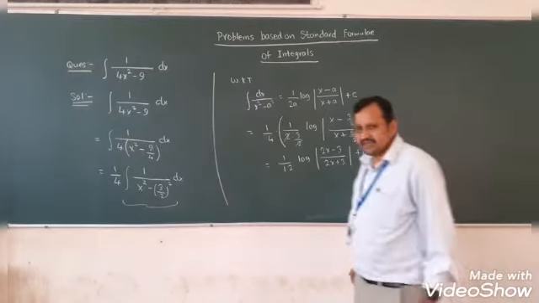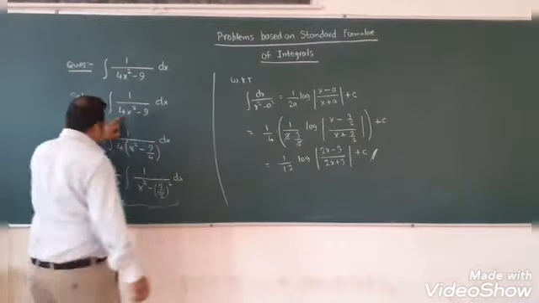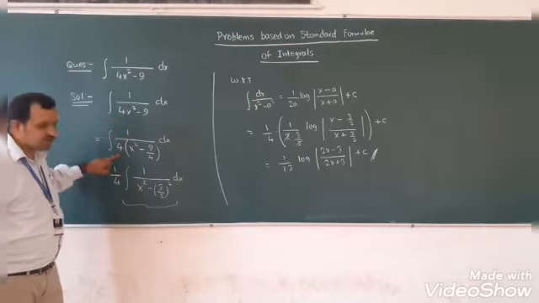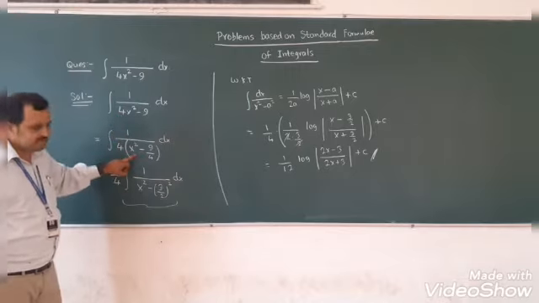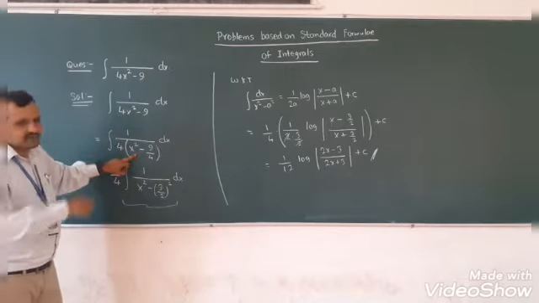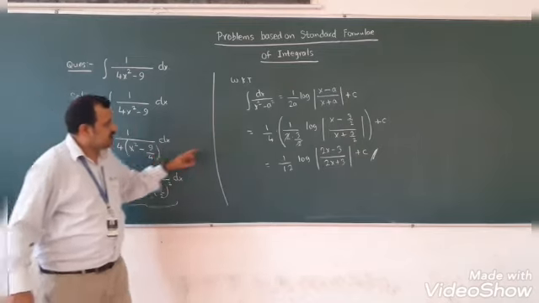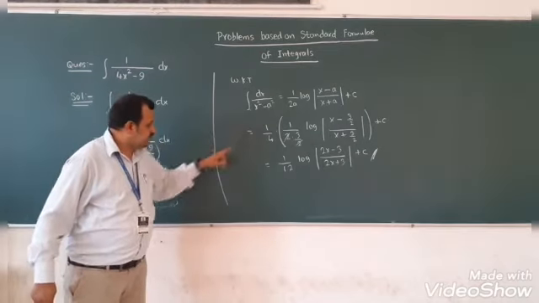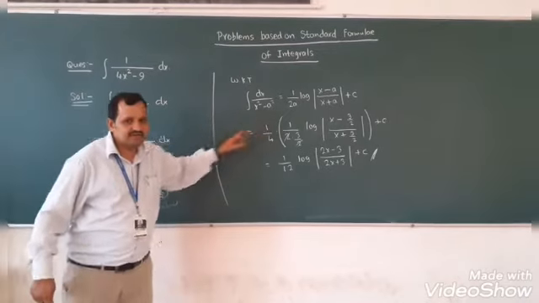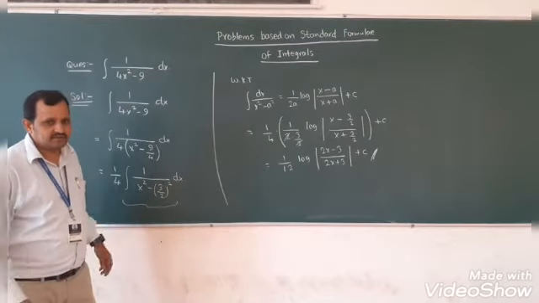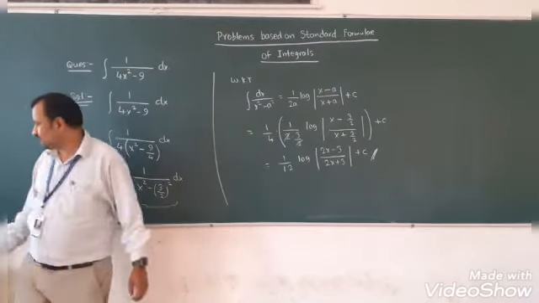So what we did here is we have taken 4 common. Once you take 4 common, then this will become the form 1 by x square minus a square. So we know the formula. Put the values in the formula, we will get the required answer. Let us see next question.